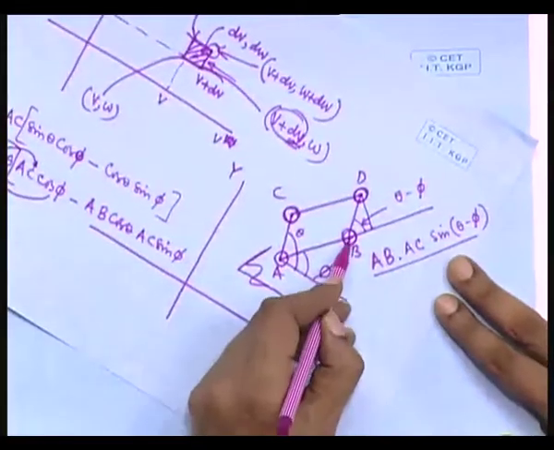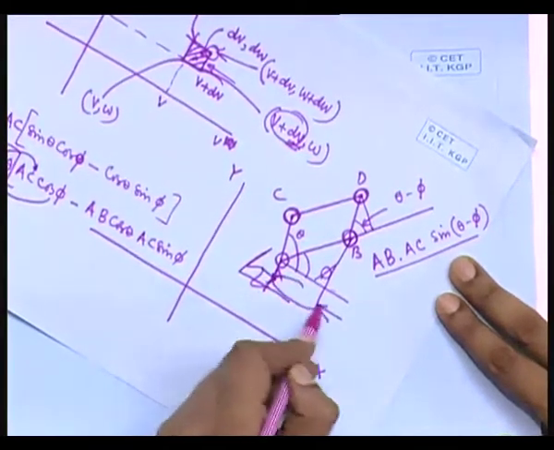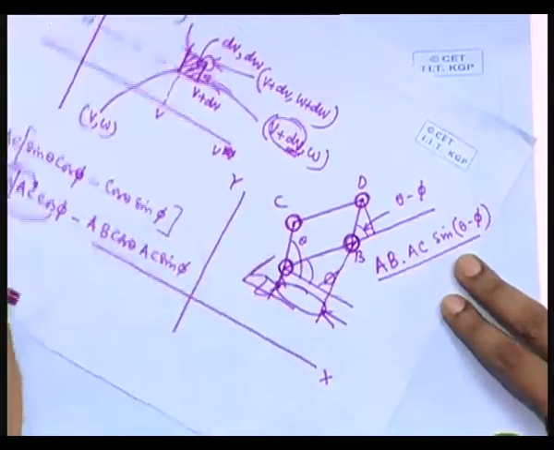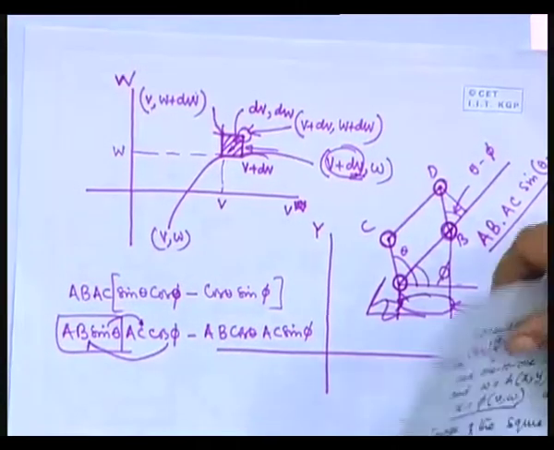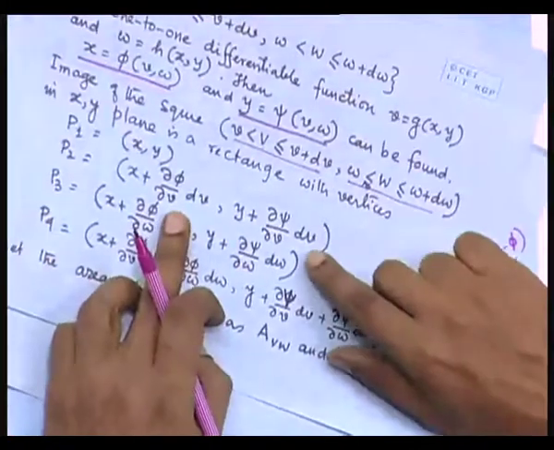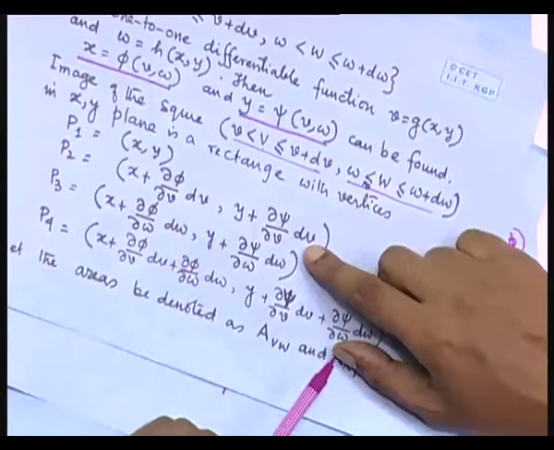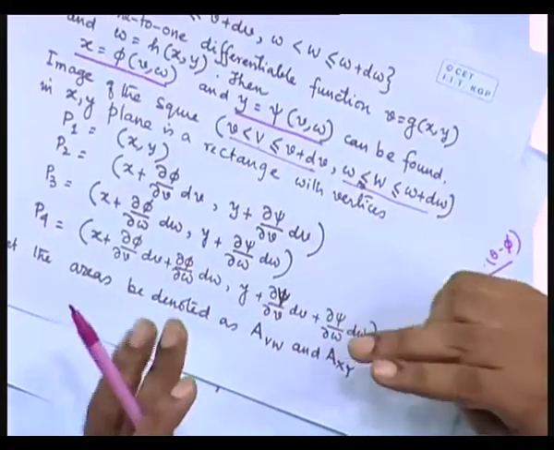Then AB cos phi is what? AB cos phi is basically the x coordinate change between this point and this point. So what is the x coordinate change between these points? Suppose this is P1, this is P2, then the x coordinate change between these 2 points is del phi by del V into dV. See, I am trying to find out a general thing. Of course it is not fully general in the sense that it is not in n dimensions, but in 2 dimensions I am doing a general thing.